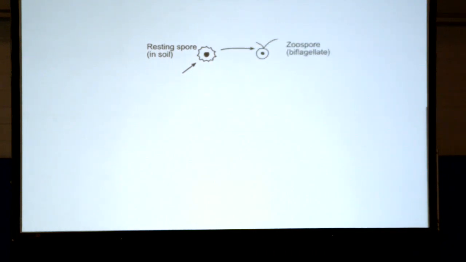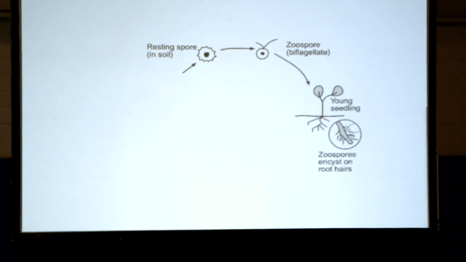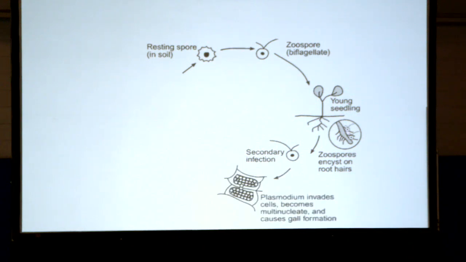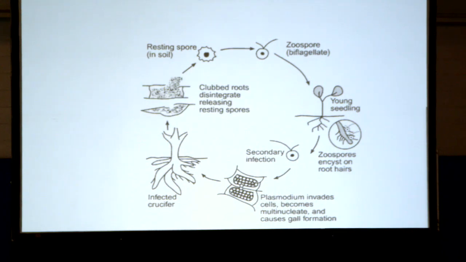And so here's what happens. That resting spore will germinate upon being induced to do so by certain cues, and it will swim short distances, like millimeters or maybe a centimeter or so, through the water films in the soil, and it will infect the root hairs of a host. Then it will form a feeding structure and produce a secondary flush of zoospores that then produce what invades the root and causes those club-shaped galls or tumors or root swellings. And then as the plant matures and the root decomposes, those resting spores are released into the soil.